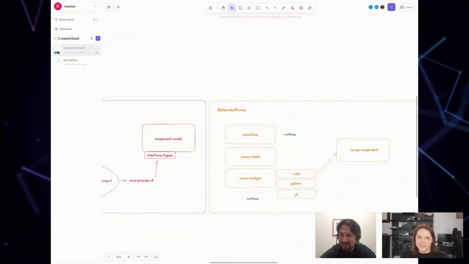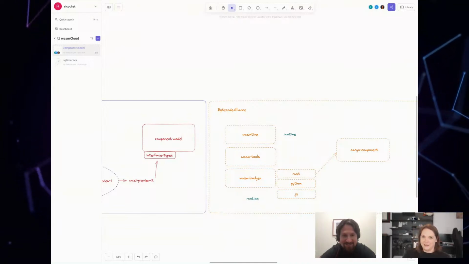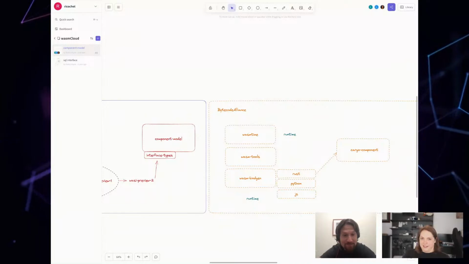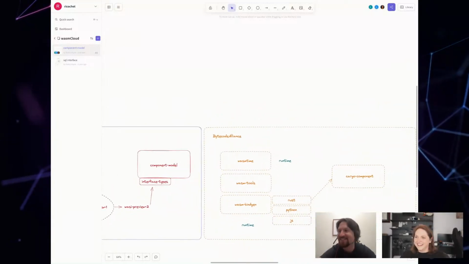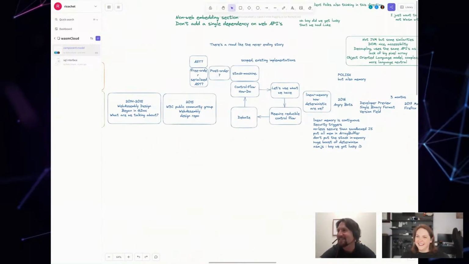In the last few minutes, Luke, I'm going to ask you to just tell me why I should be so excited about the component model. Oh gosh, I'm bad at this sort of thing.